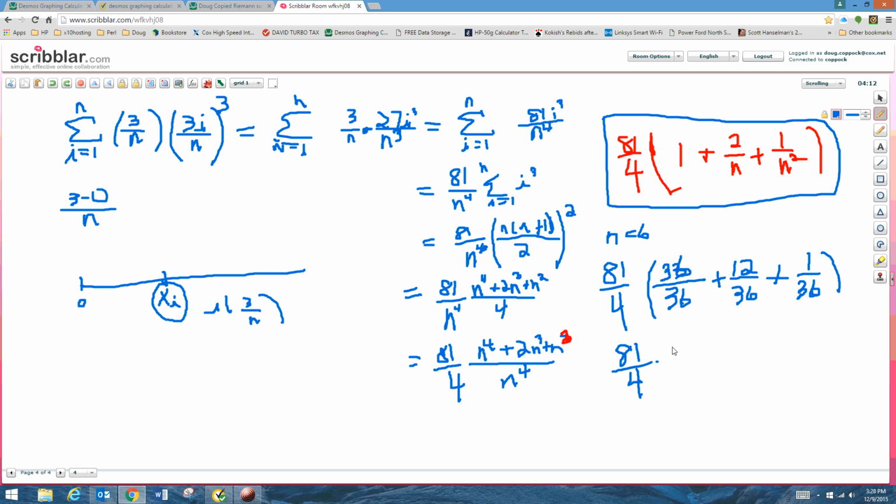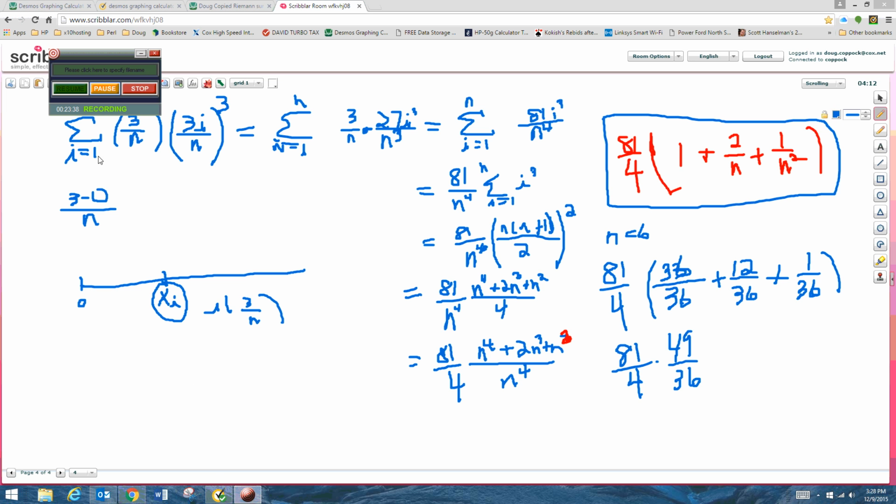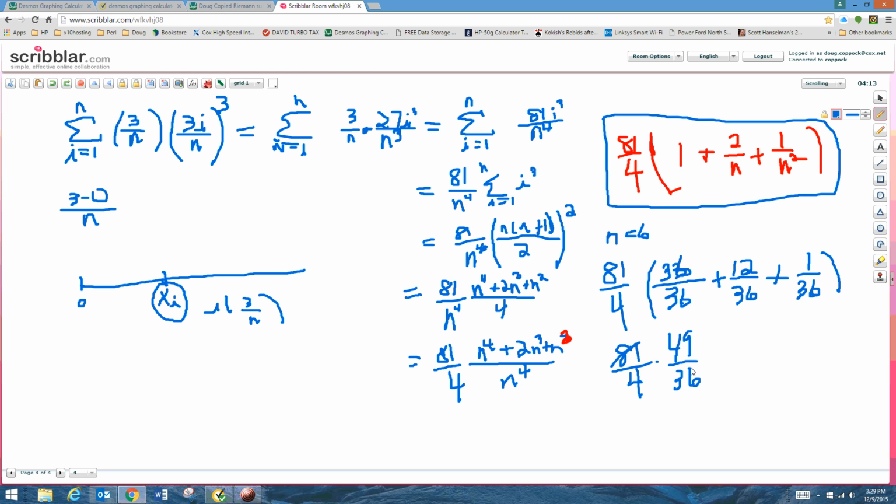81/4 times, what did I say, 49/36? Let's see, I think 6 divides into, pause the video a second. Yeah, I just had to pause there for a second. These are both divisible by 9. So this becomes a 4. This becomes a 9. When I multiply these values together, I get 9 times 49. I'm guessing that's going to be 441. But I do get 16 in the denominator. 9 times 9 is 81. Carry the 8. 36 plus 8 is 44. And there it is.